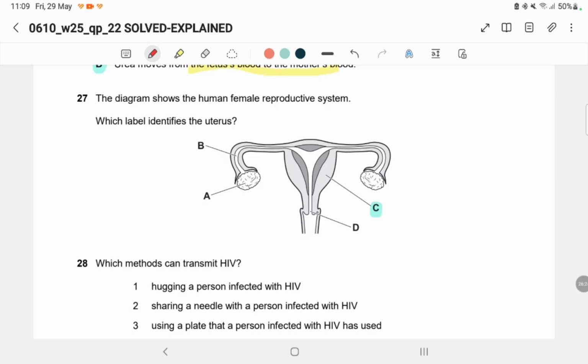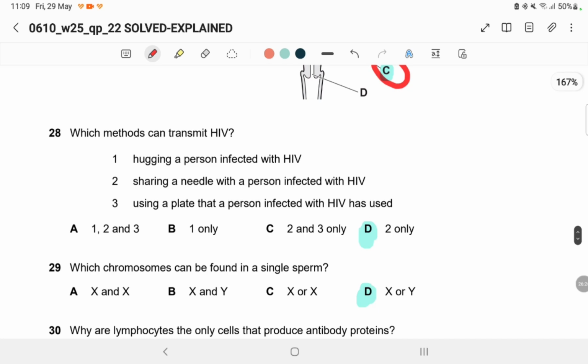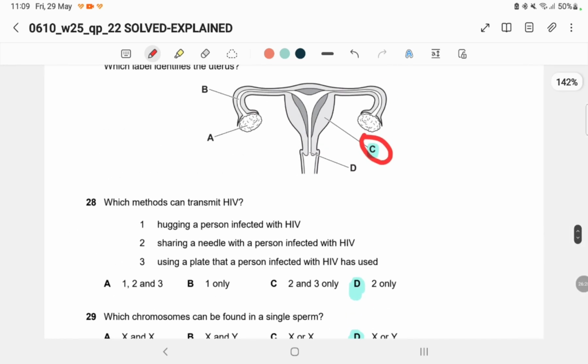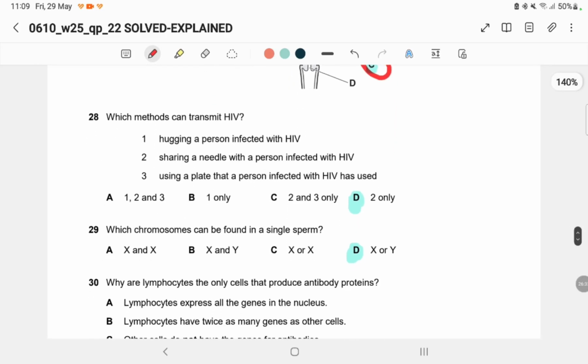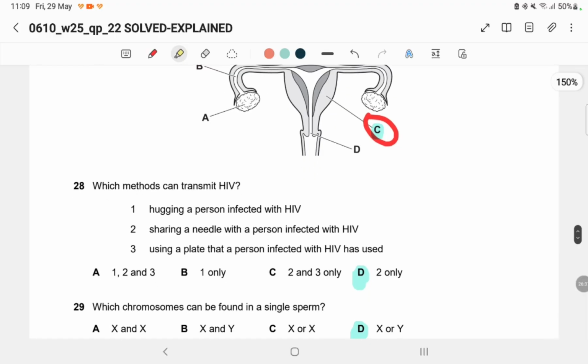Which label identified the uterus? Of course, it's letter C. Just something to memorize, because D is the vagina, A is the egg, which is the ovary, and B is the oviduct where fertilization occurs. So it's not at all letter A or B or D. It's only letter C.